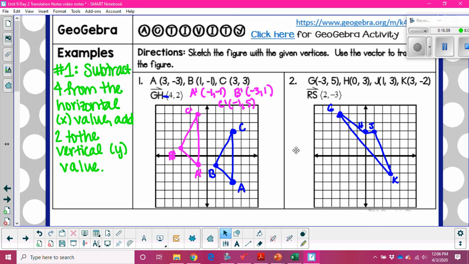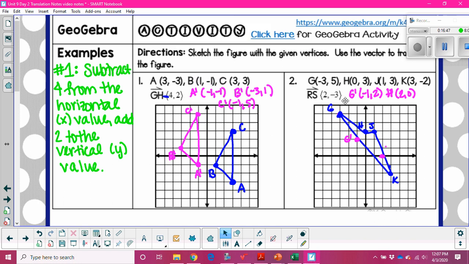So now we're going to take our vector and slide this shape to the right 2 and down 3. When we do that, G prime will be at (-1, 2). H prime is going to be at (2, 0). So (2, 0) will be right there.